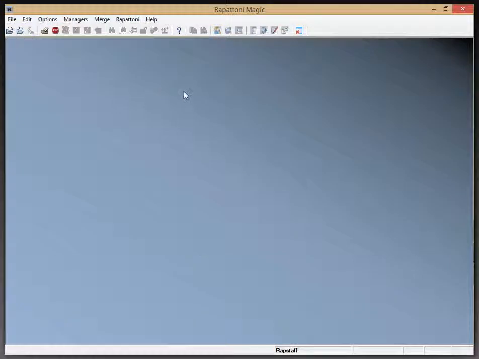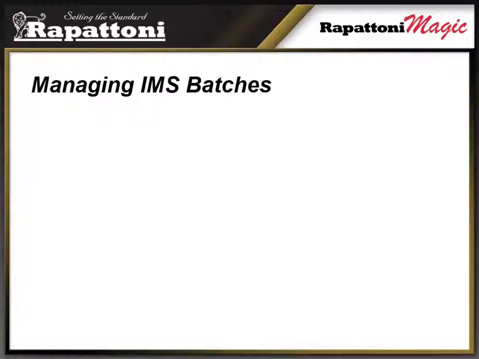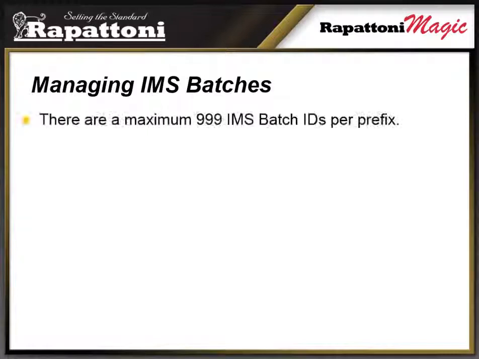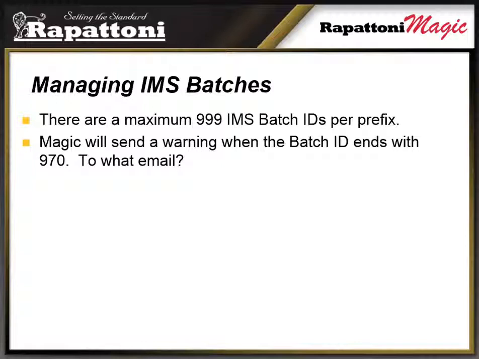If your education or your events service where they're able to register gets to the limit, then that will also not allow them to transact payments and registrations, and you'll have to change it under that service as well. Let's review. So we're managing our IMS batches. There's a maximum of 999 IMS batch IDs per prefix. Magic will send a warning when the batch ID ends with 970.